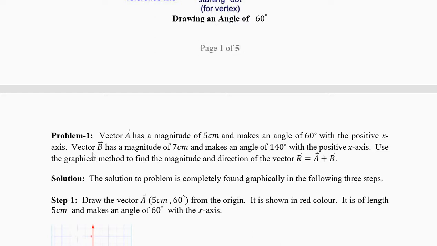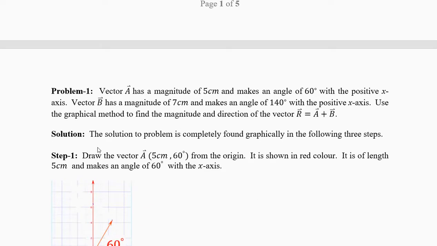Vector B has a magnitude of 7 centimeter and makes an angle of 140 degrees with respect to the positive x-axis. Use the graphical method to find the magnitude and direction of vector R equal to A plus B. Now what you do is you have to draw two vectors A, then vector B, and it will add up to give the third vector. What are you going to get? With three things, you will get a triangle. You cannot get anything else.